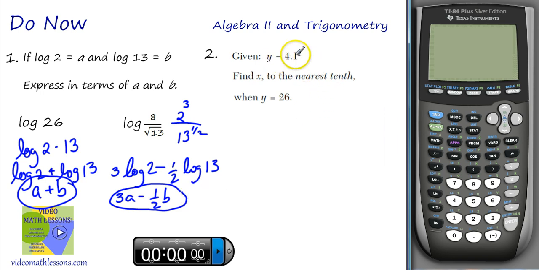So they give us an equation, y equals 4.1 to the x. It's an exponential equation. They want us to round to the nearest tenth, one decimal place, when y is 26. So first thing we have to plug in is 26 equals 4.1 to the x power. Now, I can't work with the x up in the air. It's an exponent. So I got to knock it down, but we use logarithms to knock it down to the ground. So I'm going to take the log of both sides. So I write log 26 equals x log 4.1.